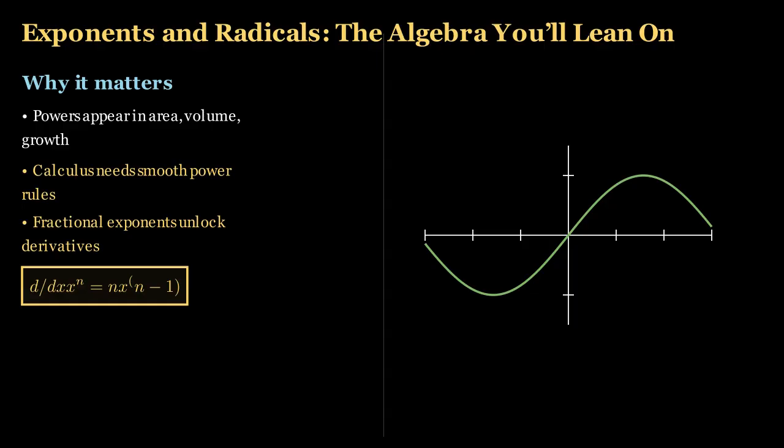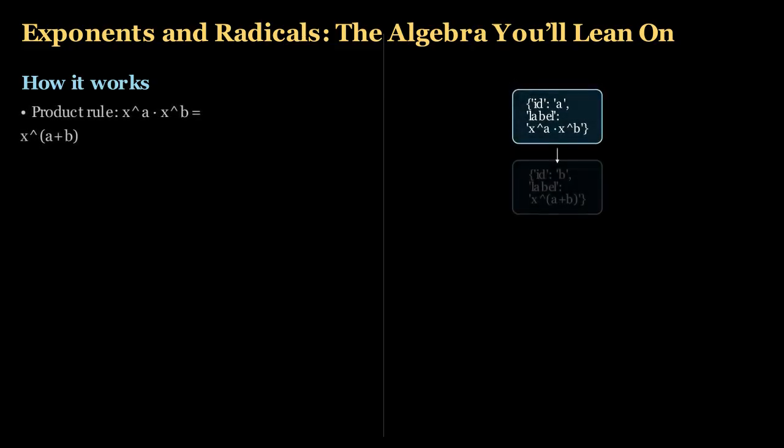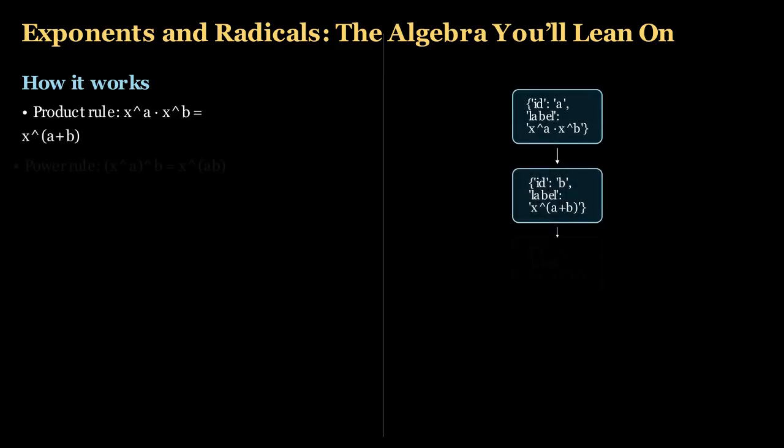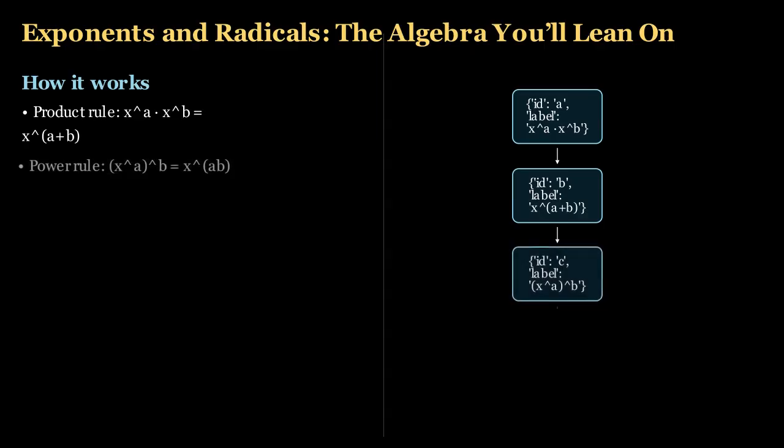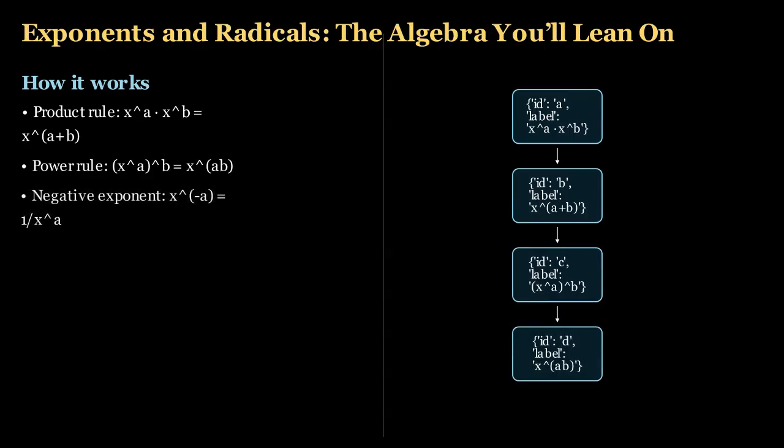The rules come from the meaning of repeated multiplication. If you multiply x to the a by x to the b, you have a total of a plus b copies of x multiplied together, so you add the exponents. If you take x to the a and raise that whole thing to the b, you're multiplying a groups of x, b times, that's a times b copies of x, so you multiply the exponents. A negative exponent like x to the minus a means the reciprocal, 1 over x to the a. It's just a handy notation that keeps the rules consistent.